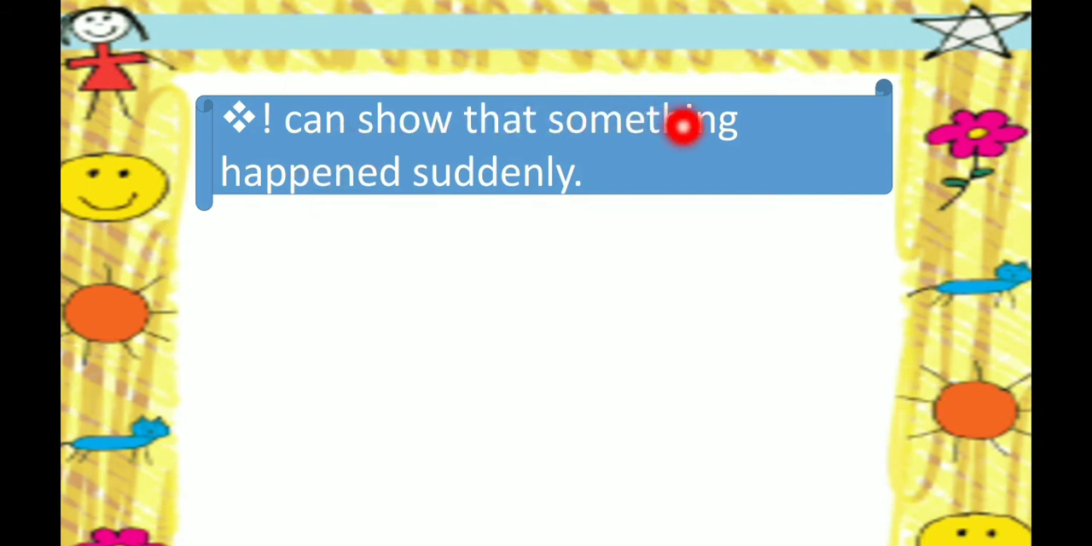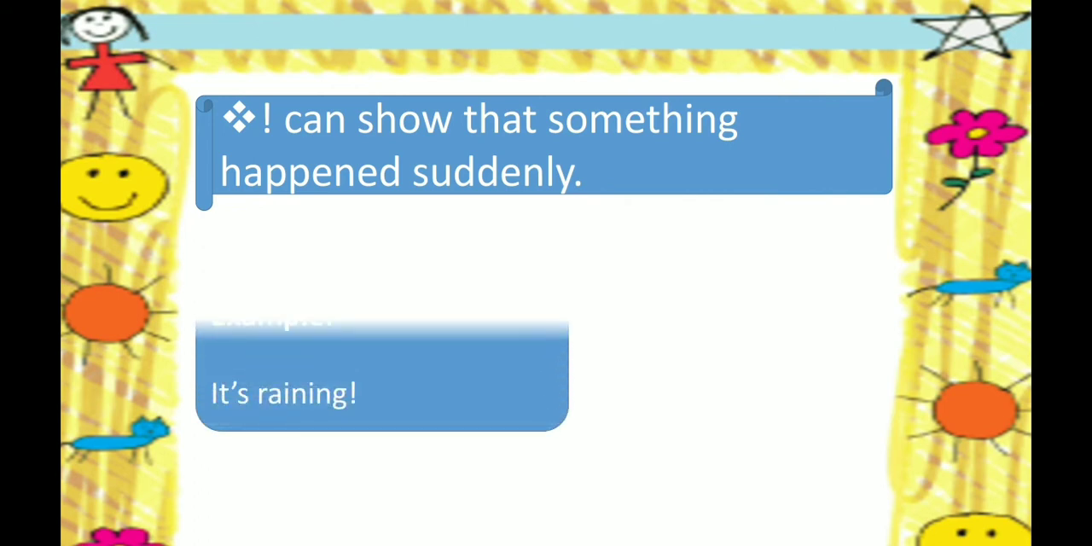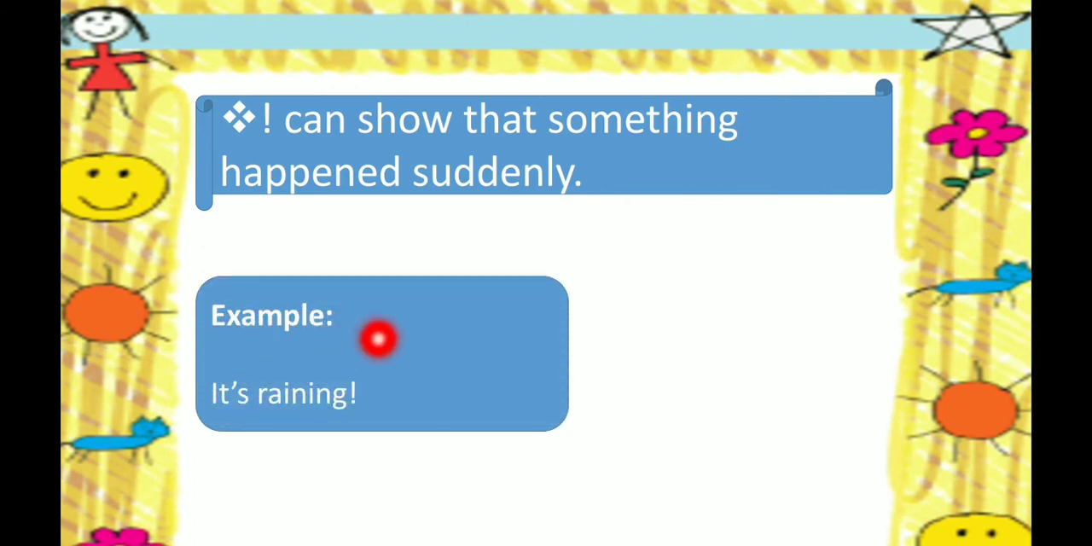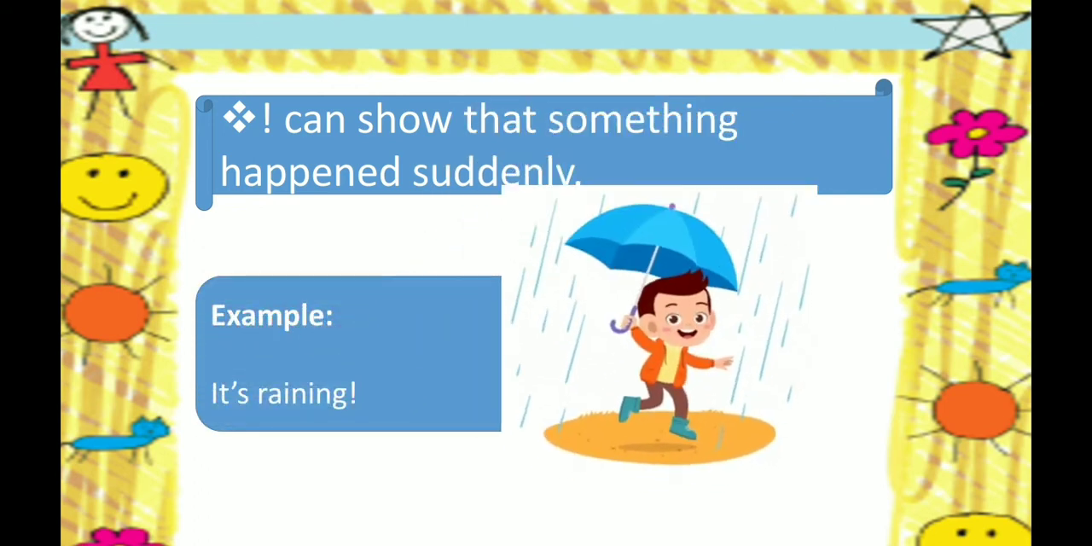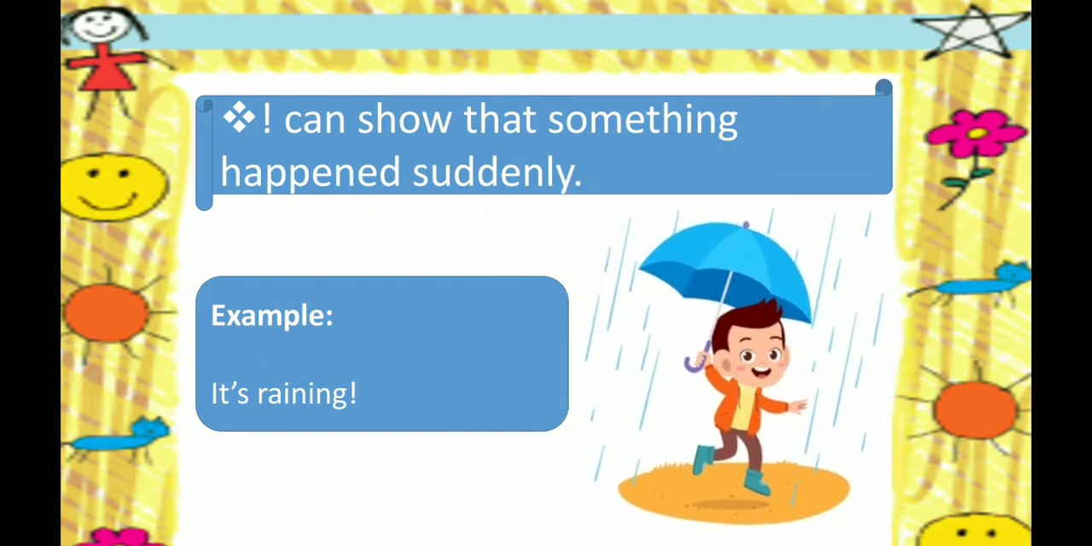Exclamation can show that something happened suddenly. For example, it's raining! It's raining is a sentence that shows that the rain began to fall suddenly. Okay? So I have marked exclamation mark in the end.